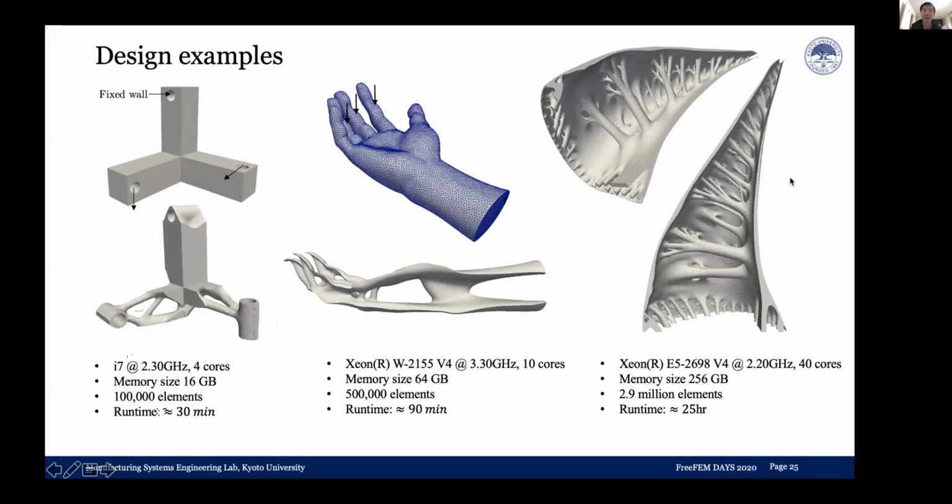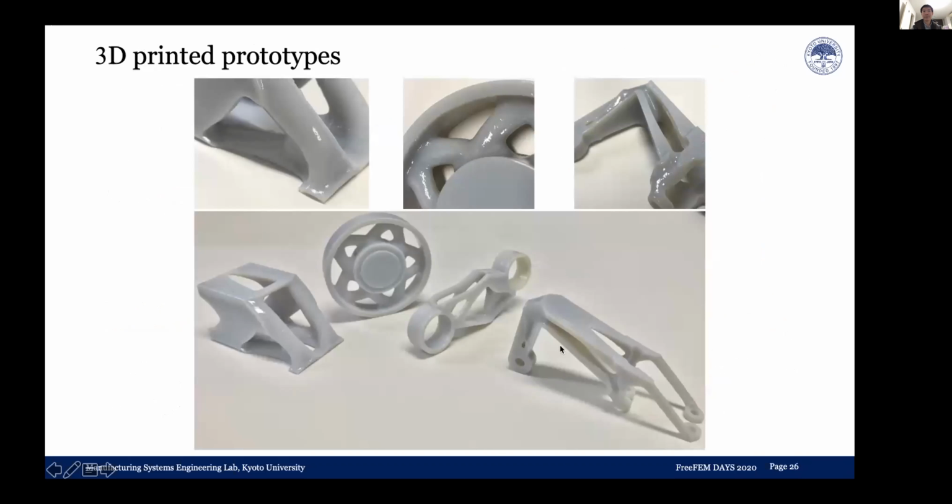And here we can see a bird beak bionic design. This is the largest problem we have ever tried in our experience. So in this case, it contains around 2.9 million elements, and we are able to get a converged result in around 25 hours on a big machine. And also we can quickly translate the design result to the real product by using 3D printing technology.